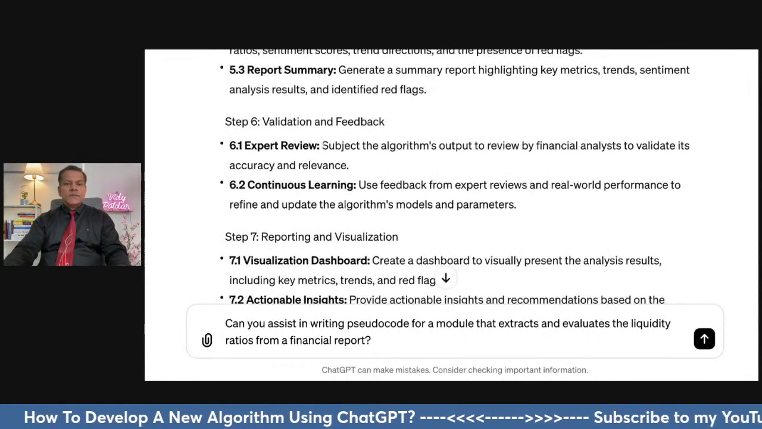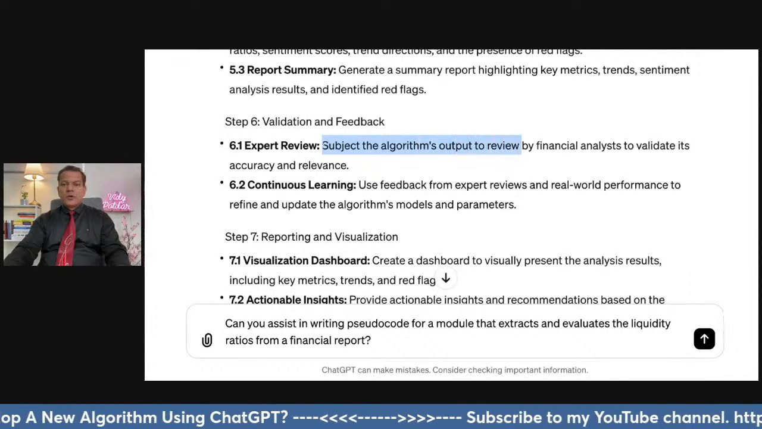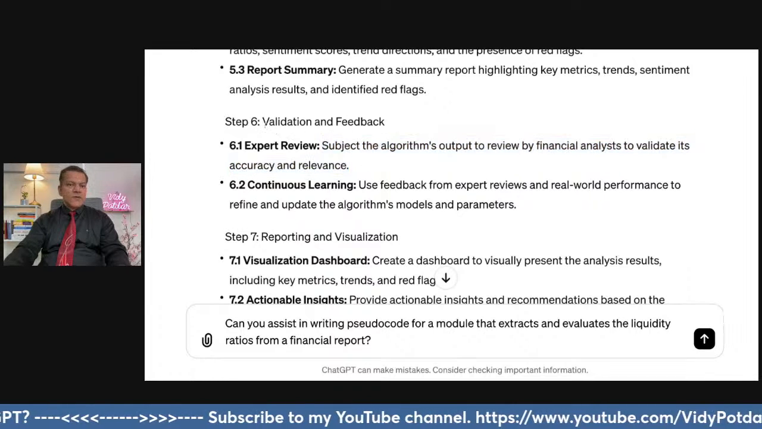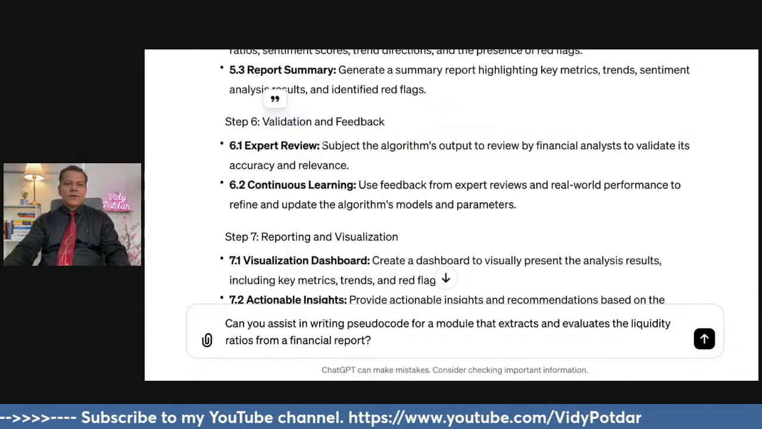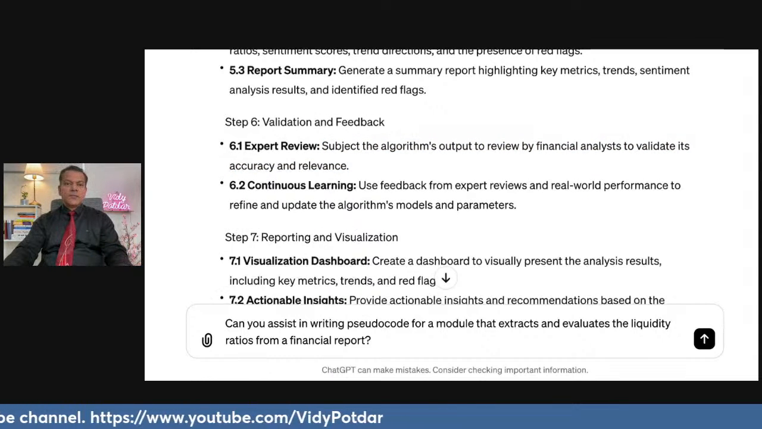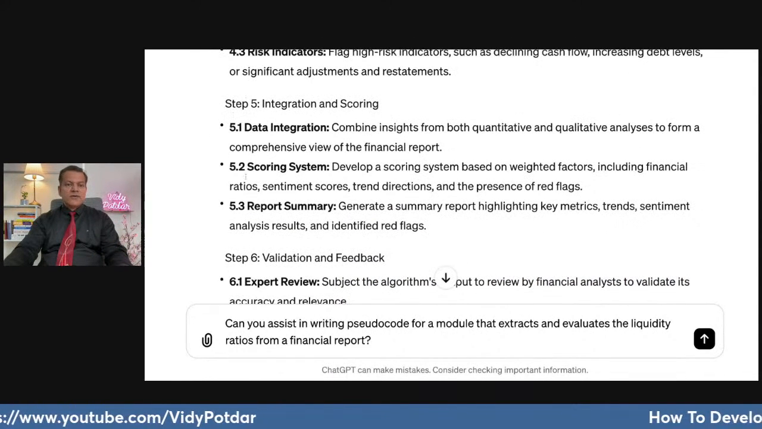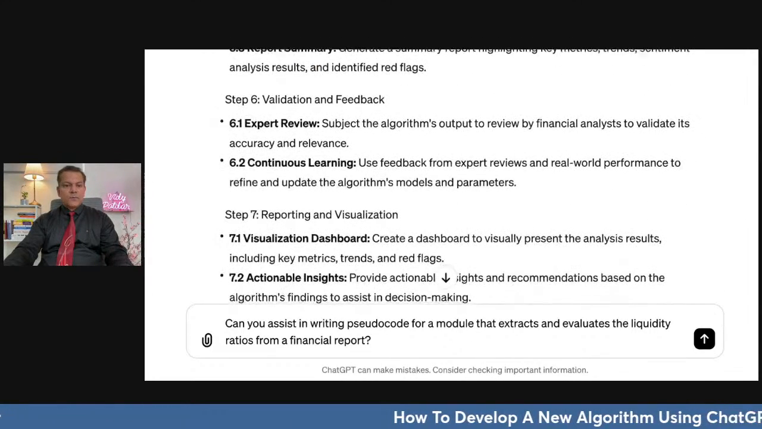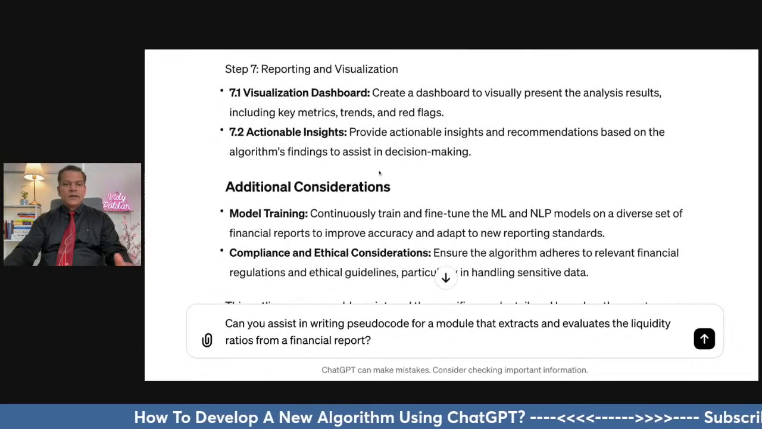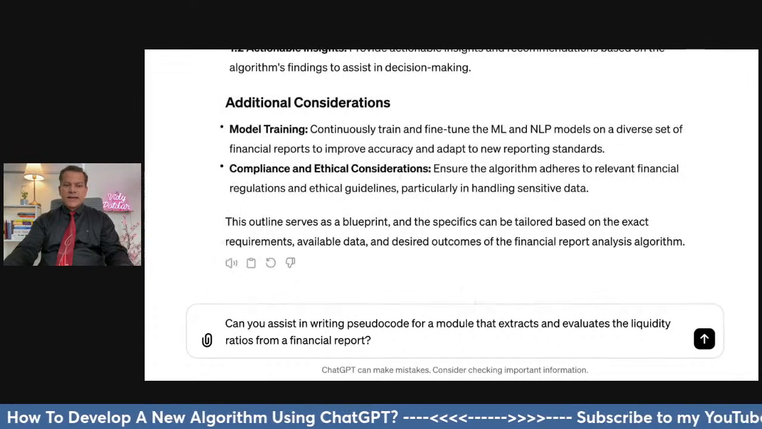Then subject the algorithm's output to review by financial analysts to validate its accuracy and relevance. So this is kind of a validation process. You have developed the algorithm, you have put a financial report through the algorithm, it has followed all these steps and given you a score or a result, and you have to get that feedback from the experts. And then some few other steps that you can check later.